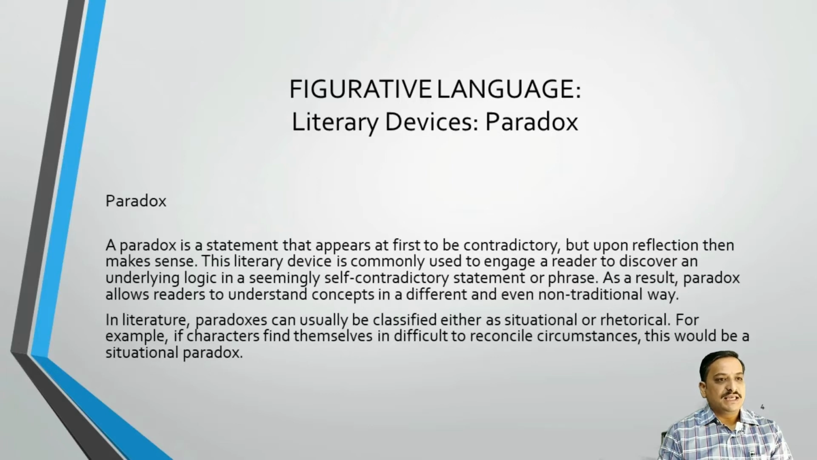A paradox is a statement that appears at first to be contradictory, but upon reflection makes sense. This literary device is commonly used to engage a reader to discover an underlying logic in a seemingly self-contradictory statement or phrase. As a result, paradox allows the reader to understand concepts in a different and even non-traditional way. In literature, paradoxes can usually be classified either as situational or rhetorical. For example, if characters find themselves in difficult to reconcile circumstances, this would be a situational paradox.